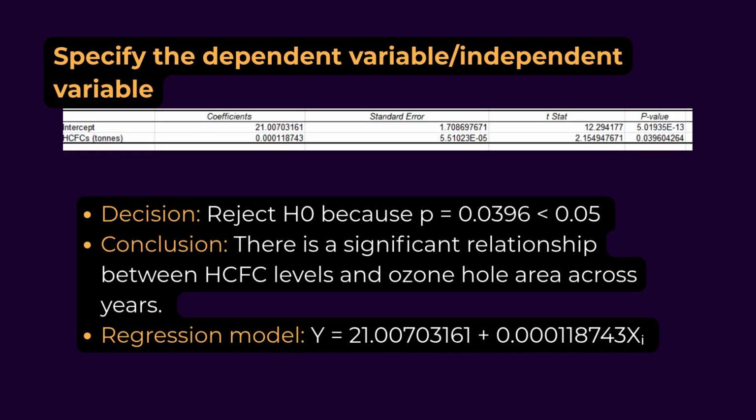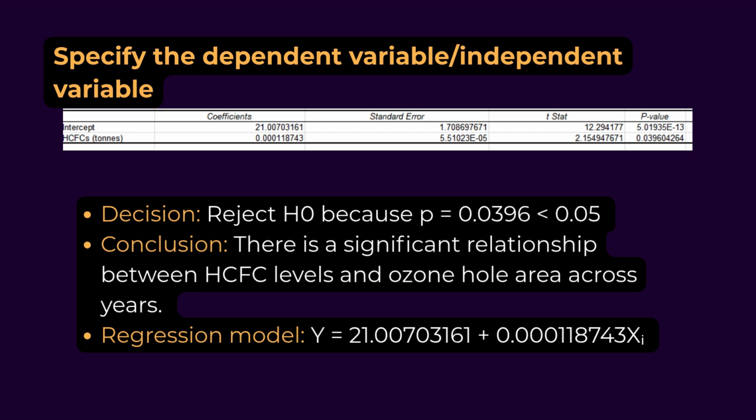The result shows that the p-value equals 0.0396, which is less than 0.05. We come to the decision of rejecting the H0. Conclusion: there's a significant relationship between the HCFC levels and the ozone hole area across the years.